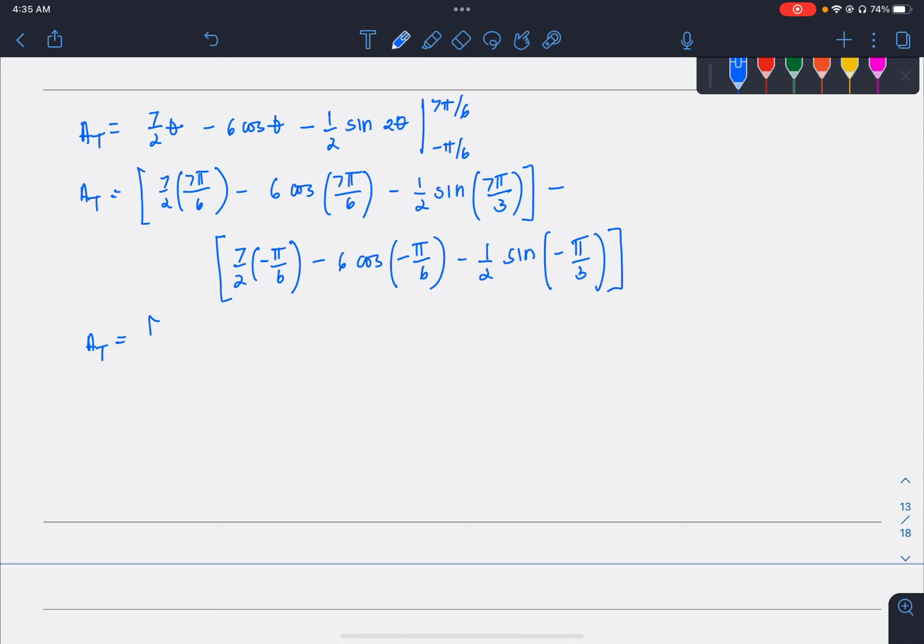And then we simplify. So 7 times 7 is 49, so 49 pi over 6 times 2, or 2 times 6, it's 12. And then we can use our calculator for negative 6 cosine 7 pi over 6.